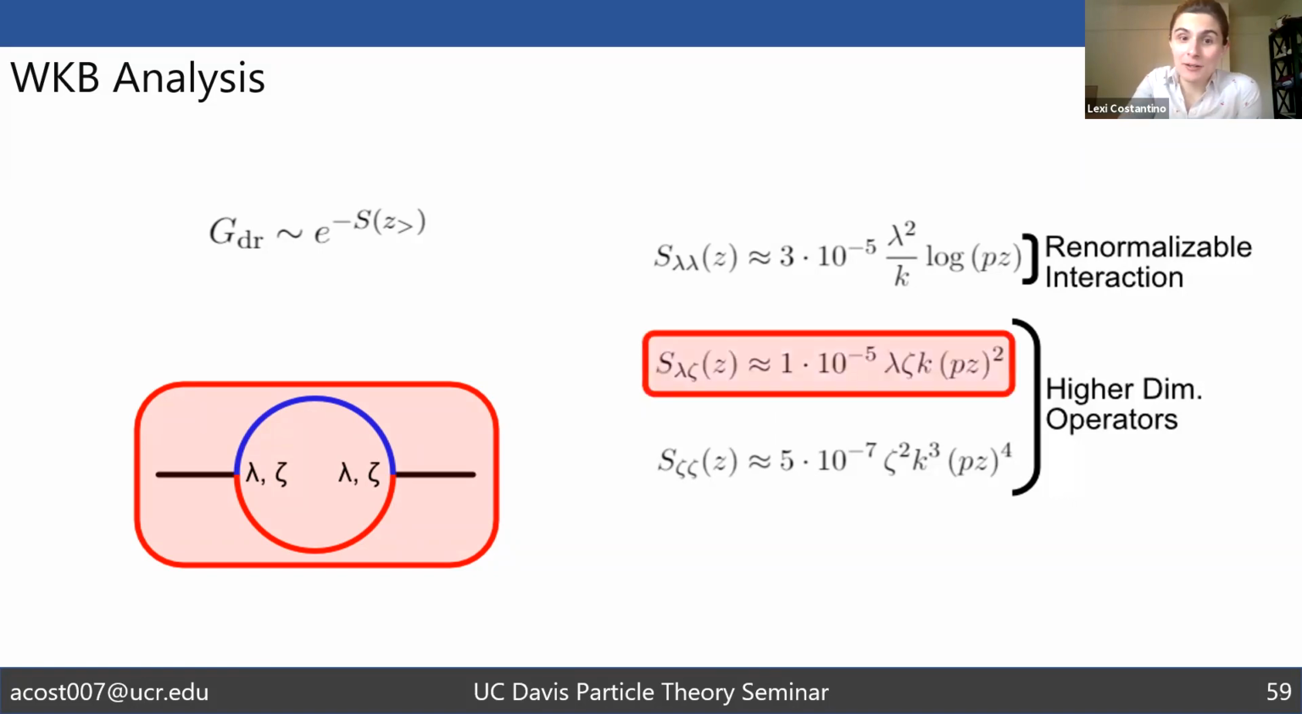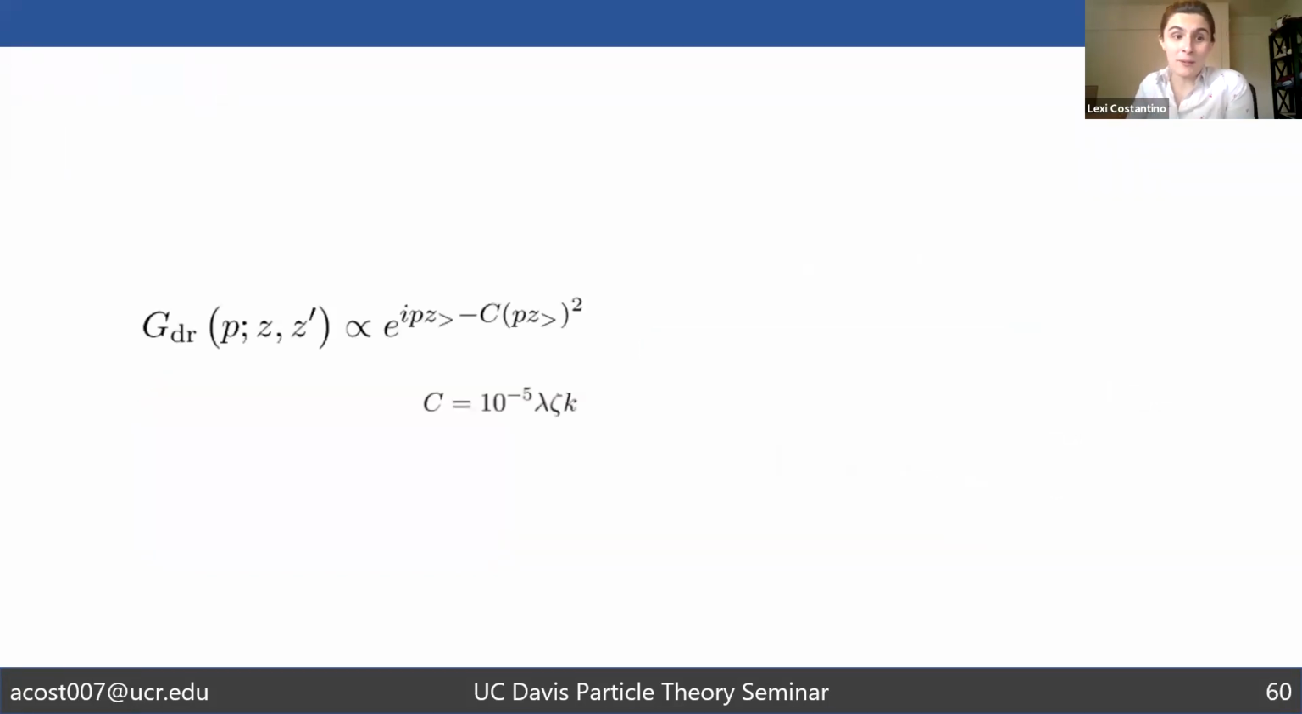So at this point, we have a dressed propagator that depends on z and z prime. It is an oscillating exponential, which is known for large pz. This is just the asymptotic behavior of the Hankel function. But then we now have this exponentially decaying piece, and this C is 10 to the minus 5 with some extra couplings. So this looks like the propagator is exponentially suppressed from propagating into the very, very large z region.